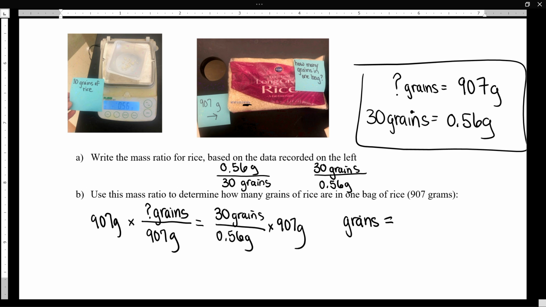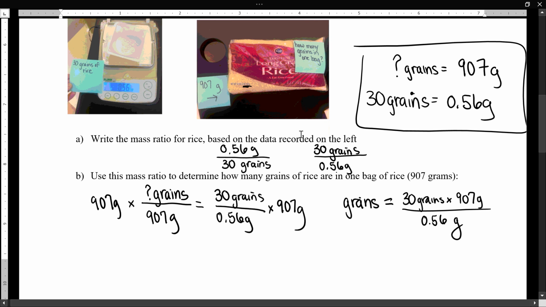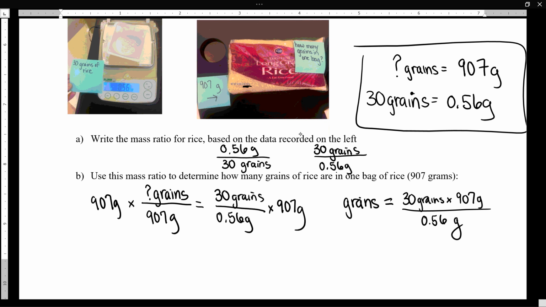The number of grains is 30 grains times 907 grams. Notice how my numbers still have units by them, divided by 0.56 grams. So every number you write down should have a unit by it, no matter how you're showing your work mathematically. Okay. When we pay attention to units, we should notice we've got grams divided by grams. So those grams cancel out, and what you're left with is grains.